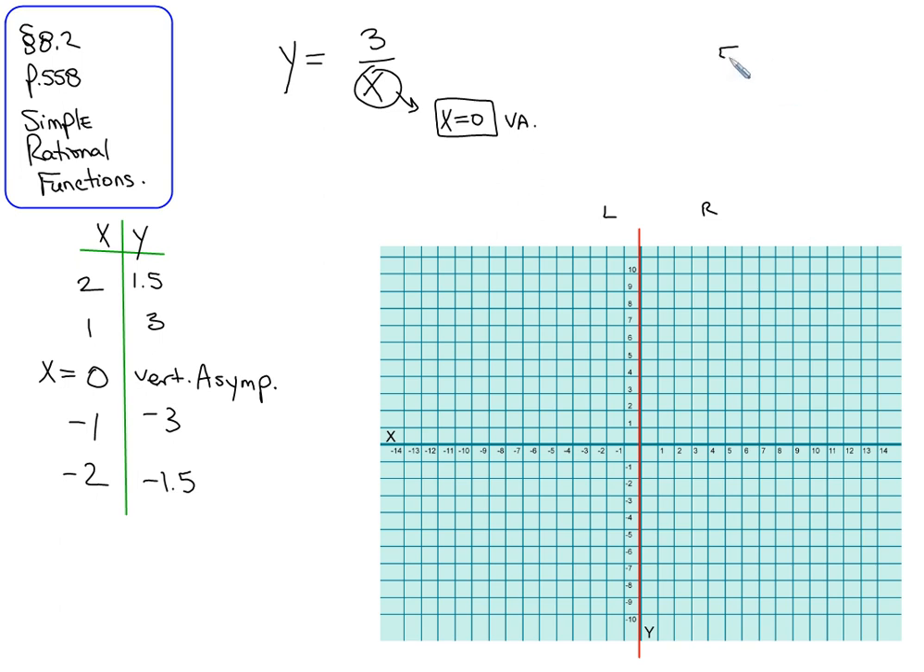Now, what if we had something like 5 over x minus 1? What would the vertical asymptote be? X equals 1. If I set the denominator equal to 0 and solve, we get x equals 1, so that's our vertical asymptote. Whatever makes the denominator 0 is your vertical asymptote. Find that first.